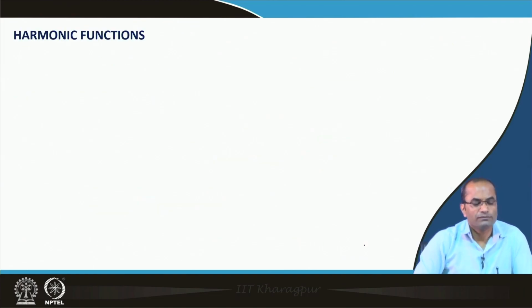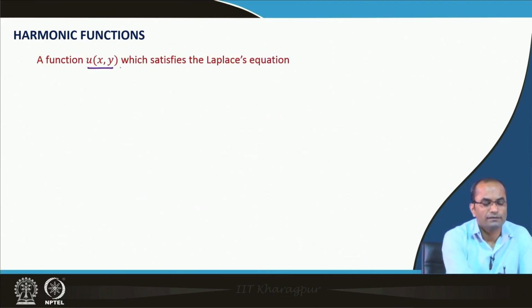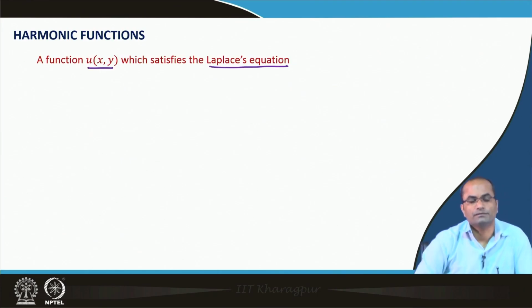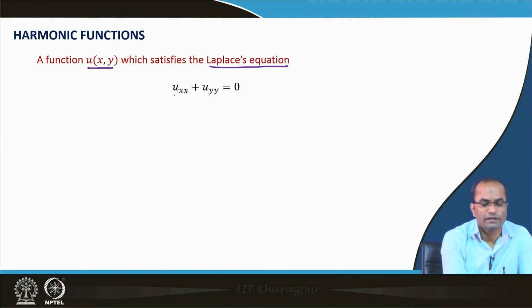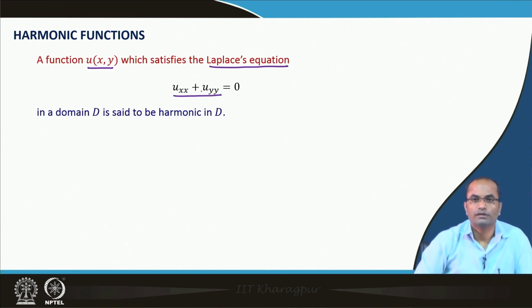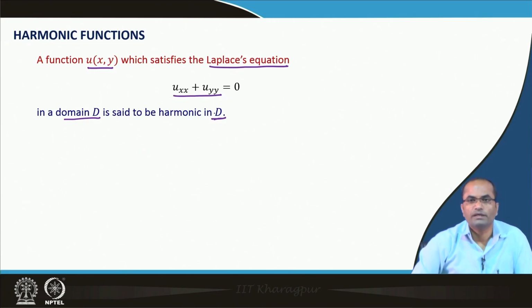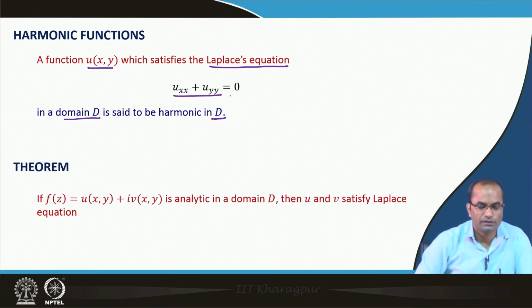Coming back to these harmonic functions, what are the harmonic functions? So, a function u(x, y) which satisfies the Laplace equation. If a function satisfies this Laplace equation in the domain D, then we call such a function a harmonic function in D. So, what is the connection between this harmonic function, a function which satisfies such a Laplace equation, and the analytic functions, that we will state now in this theorem.